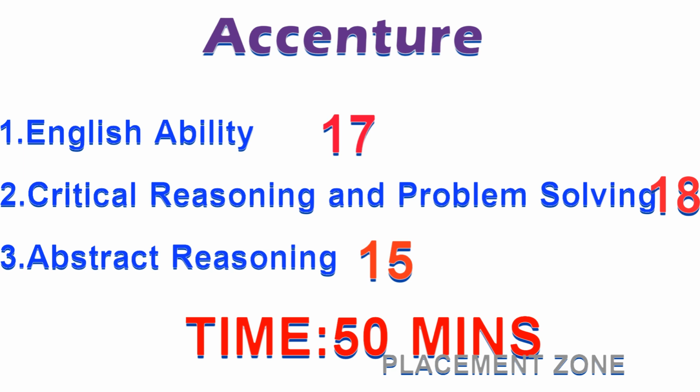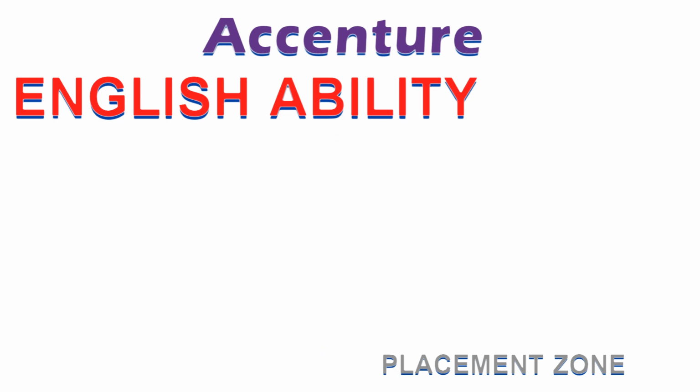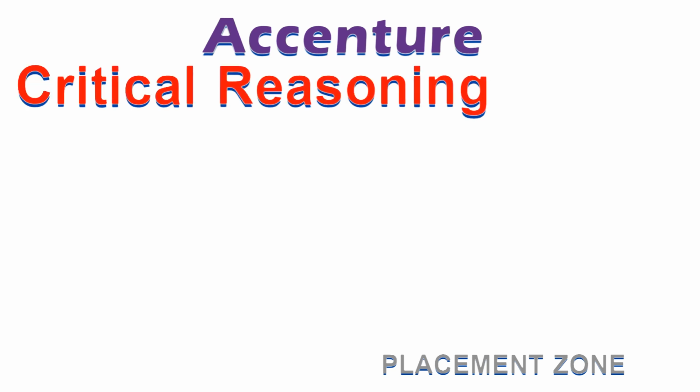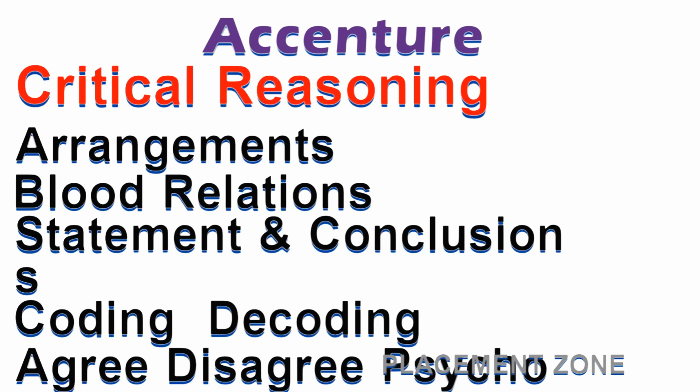In the first section, the English ability section, they give questions like closest meaning, fill in the blanks, articles, prepositions, opposite words, correct the sentence, sequence of the sentence, and some basic English questions. In the second section, critical reasoning, there are arrangements and blood relations, statements and conclusions, coding-decoding, agree-disagree, psychometric questions, analogy, meaningful and inferred meaning, and logical sequence. These types of questions are asked in the second section.